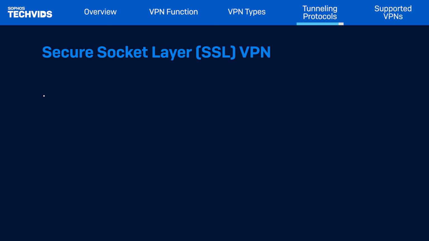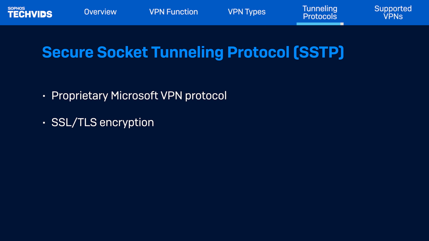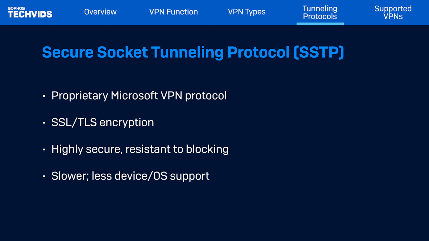Lastly, Secure Socket Tunneling Protocol, or SSTP, is a proprietary protocol developed by Microsoft and primarily used on Windows operating systems. Like SSL VPNs, it uses SSL TLS encryption to create a secure connection between a user device and VPN server. SSTP is known to be highly secure and resistant to blocking, making it a good choice for users in countries where VPNs are restricted. However, it may be slower than other protocols and is not as widely supported by devices and operating systems.